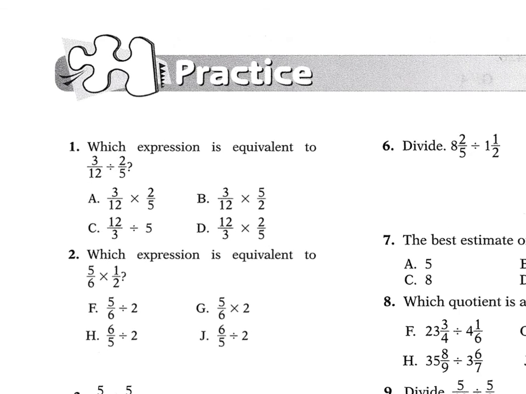For our next section of practice, for number 1, it says which expression is equivalent to 3/12 divided by 2/5. Remember, keep, change, flip. The B, 3/12 times 2 over 5 is equivalent. For 2, it says which expression is equivalent to 5/6 times 1/2. Keep, change, flip. So 5/6 divided by 2. Keep, change, flip. Yes, 5/6 divided by 2.